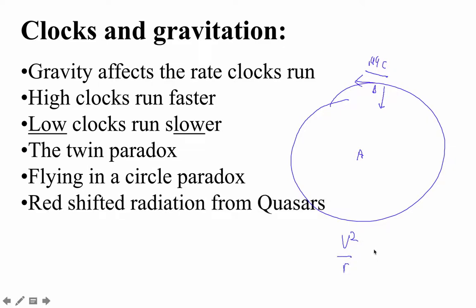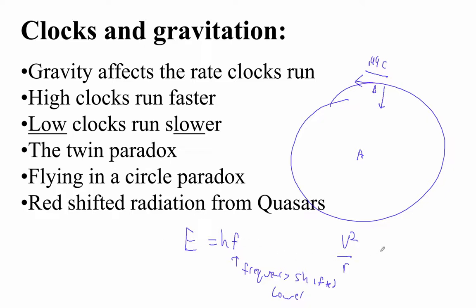And then the final thing, and this is something that we notice, is that radiation from quasars is redshifted. What redshift means is that, remember, the energy of a photon is hf, right? Redshift means that the frequency is shifted lower, okay?